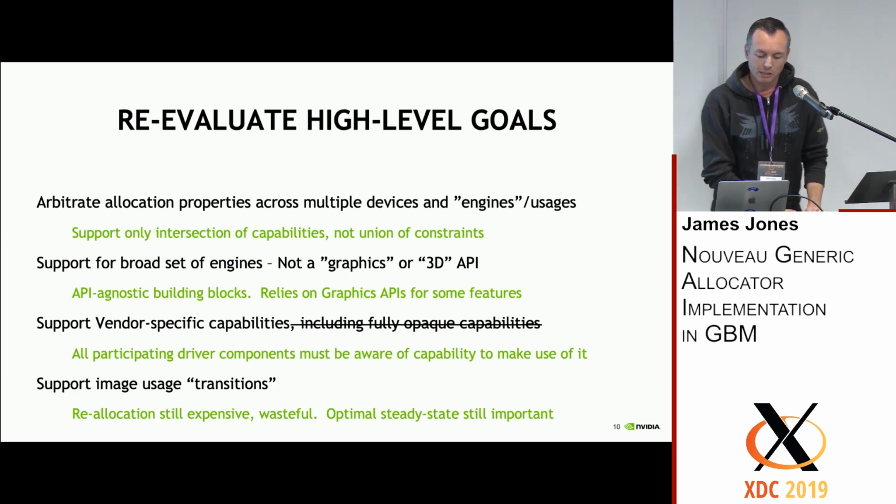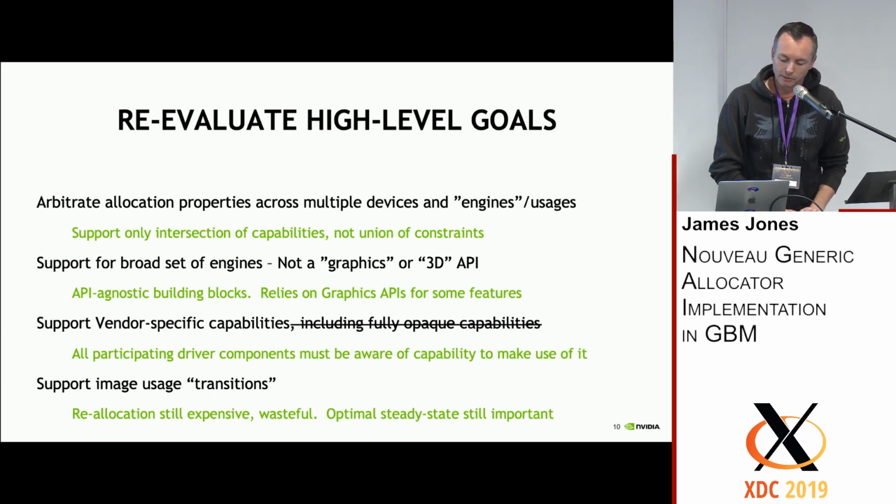So we still had to be able to arbitrate allocation properties, but I thought, well, for now, let's not try to solve the whole thing. I don't have much time, so let's support only the intersection of capabilities, not the union of constraints. Constraints are still important, but I just wanted to cut the problem space in half. Makes the math a lot simpler.